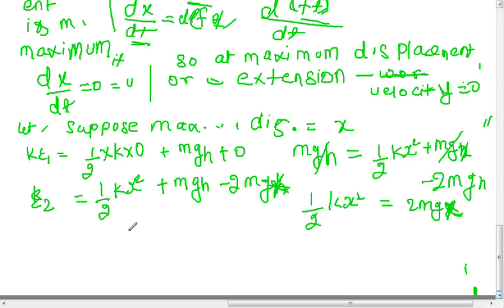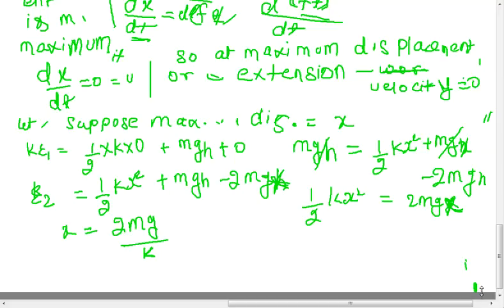Okay, so what can I write? x is equal to 2 mg by k. Okay, 2 mg by k. So this will be the maximum extension in the string. This is the maximum extension in the string. Okay, now we are going to find out the maximum velocity.